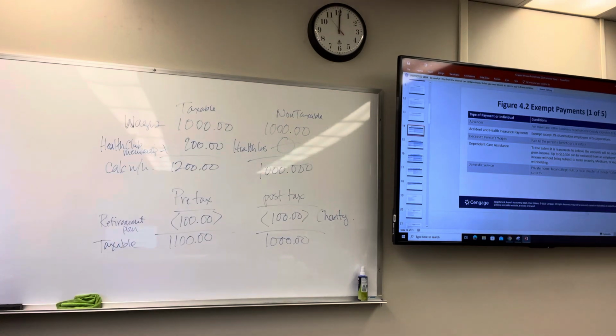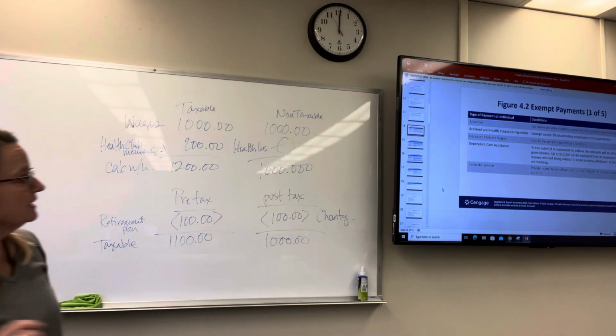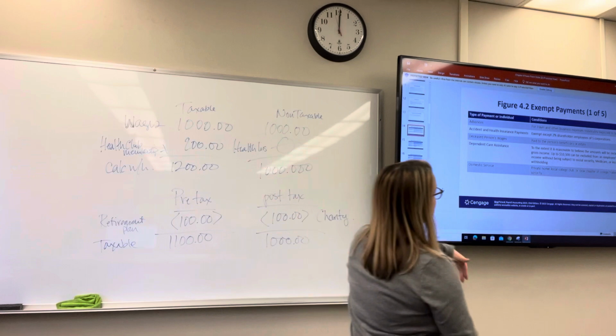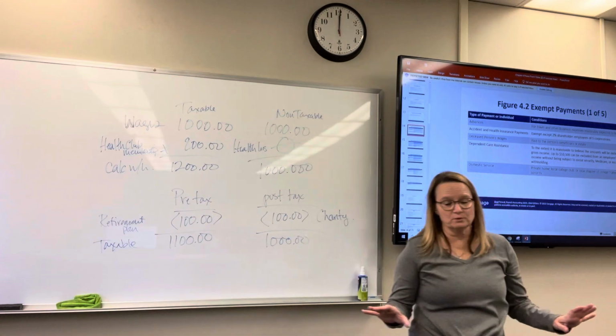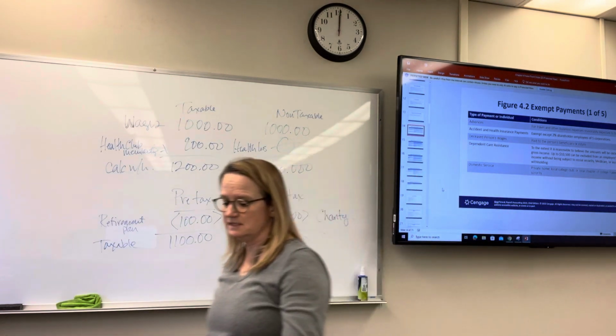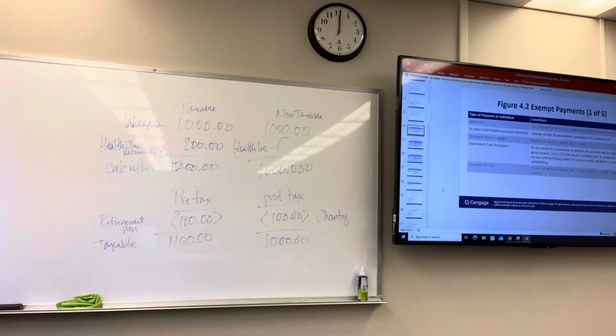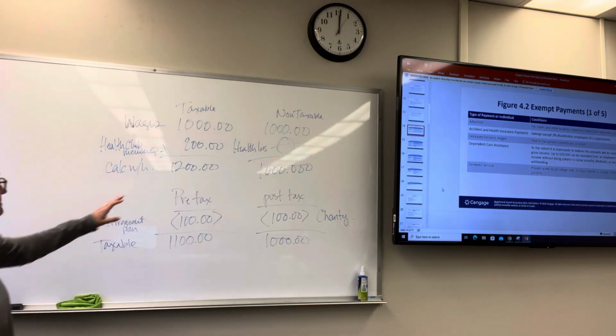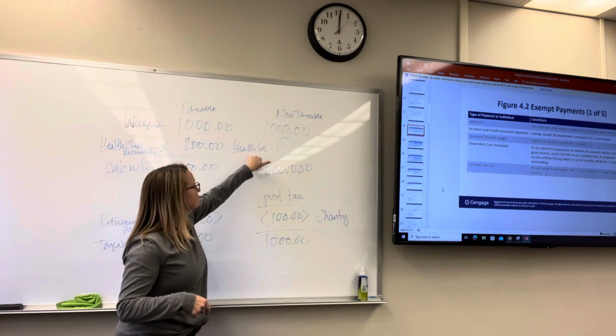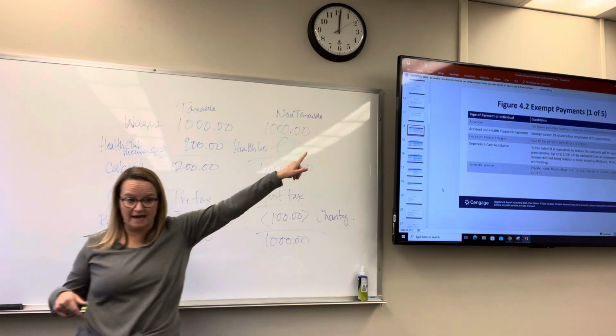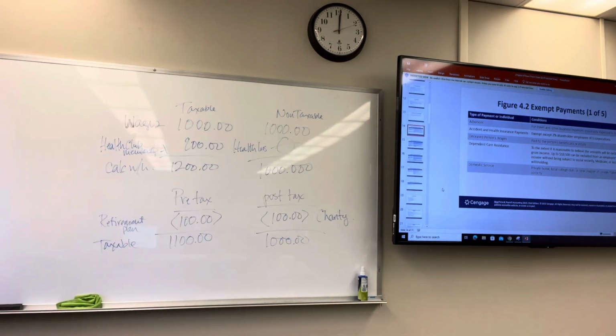Accident and health insurance payments. As I mentioned here, except 2% shareholder employees of S corporations, don't worry about that too much. That's getting a little bit into the weeds. But accident and health insurance premiums, so like here, health insurance was not taxable. So if the employer pays on behalf of the employee toward health insurance, then that is not considered taxable income to the employee.